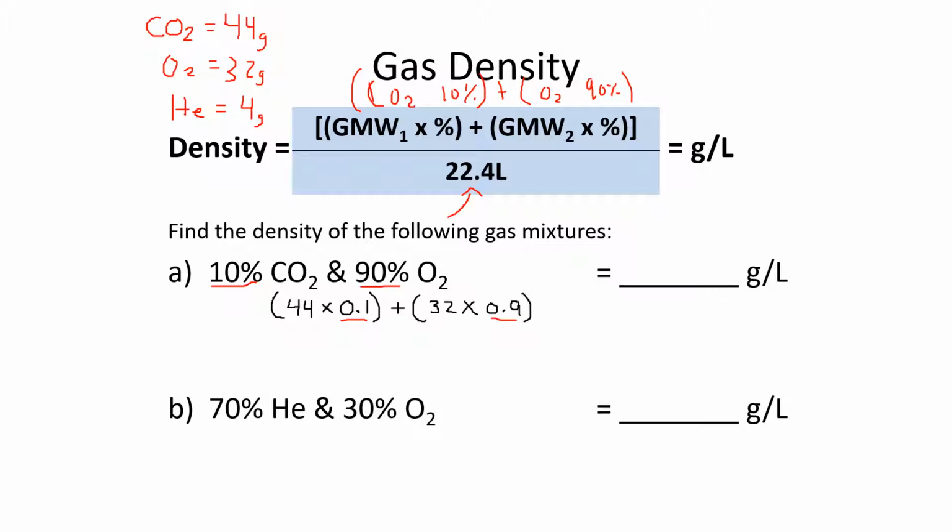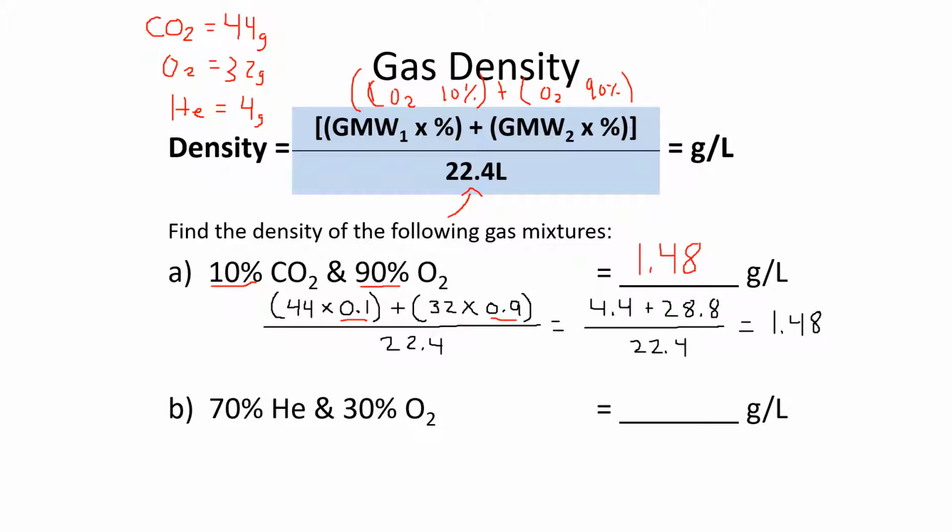Don't forget to divide. So we got 10% plus 90%, that's 100%, which is 1 mole. So 22.4 liters. So make sure you do everything in the parentheses, do the addition, everything in the numerator before you divide by 22.4. So you should end up with 1.48 grams per liter.